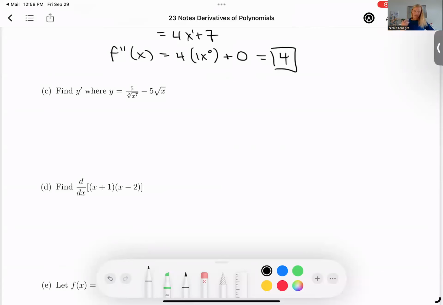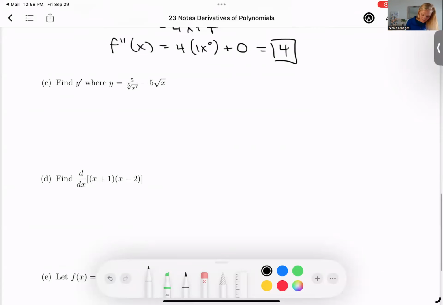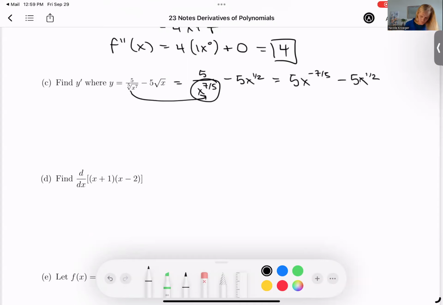Okay, we're just going to keep chugging along here. This one we need to rewrite before we find the derivative. So this is 5 over x to the 7/5. That's how exponents work with radicals. And then this is minus 5x to the 1/2, since the square root of x is just x to the 1/2. And then let's get this out of the denominator. So we have 5x to the negative 7/5 minus 5x to the 1/2. All I've done so far is rewrite this expression.